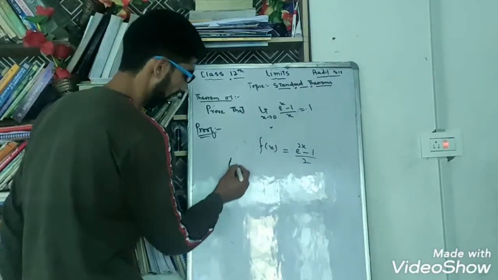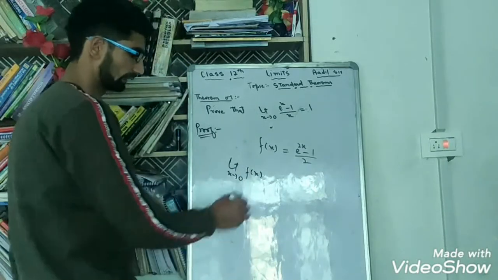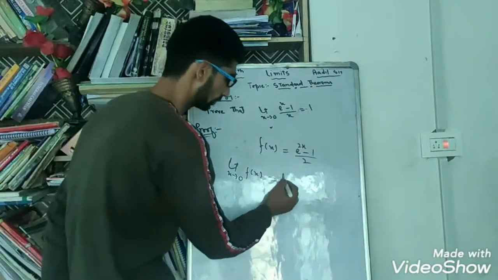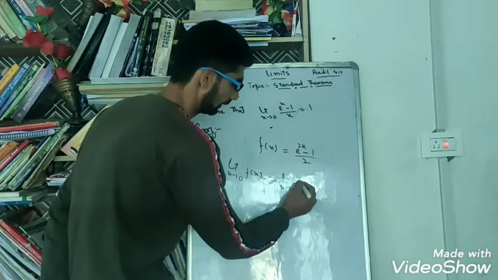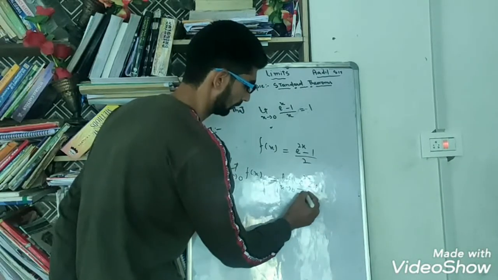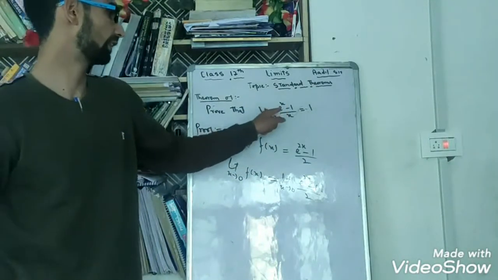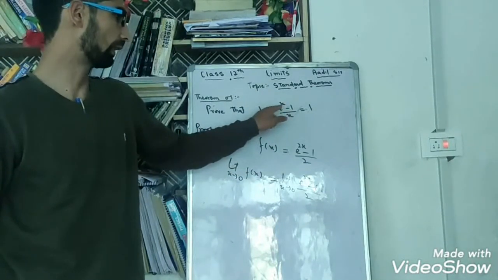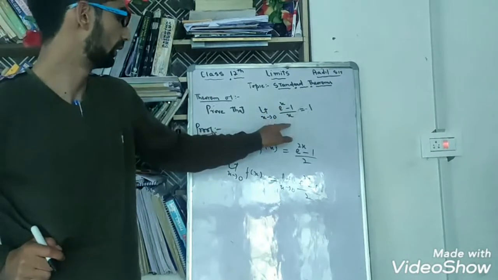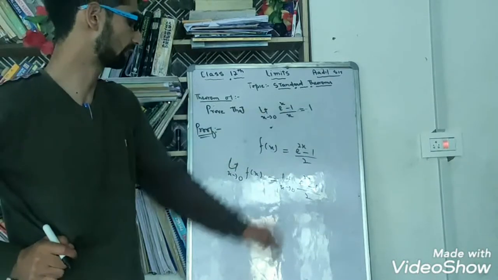So this is the limit as x tends to 0, we have to find f(x) beta. We know that this limit as x tends to 0 will be equal to (e^(2x) - 1)/2 divided by 2. But here we have (e^x - 1)/x. The power we have on this e is also divided here in the denominator. So here we have to make this the same as this, and after that we can apply this theorem beta.